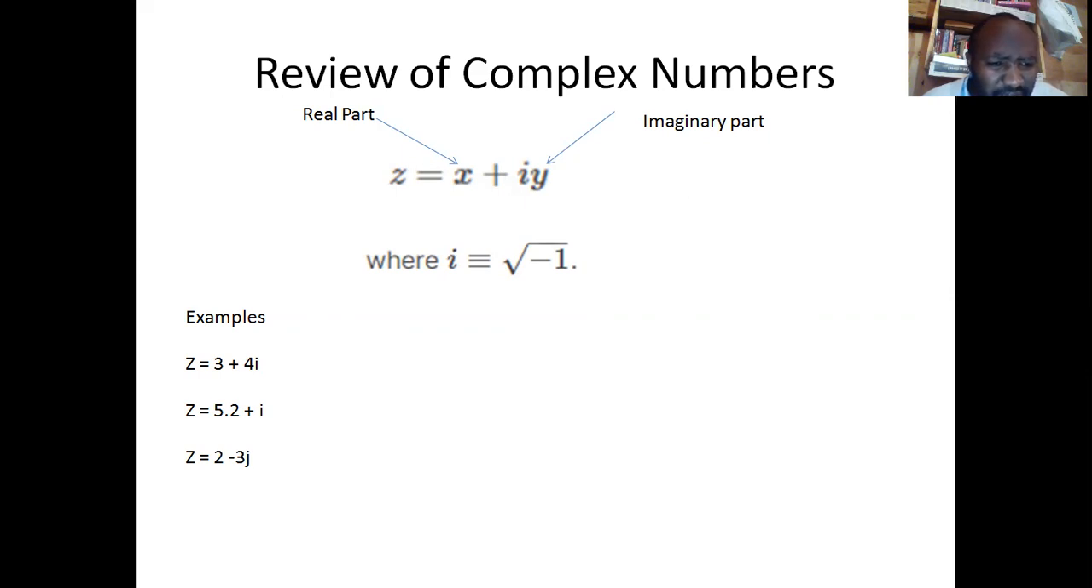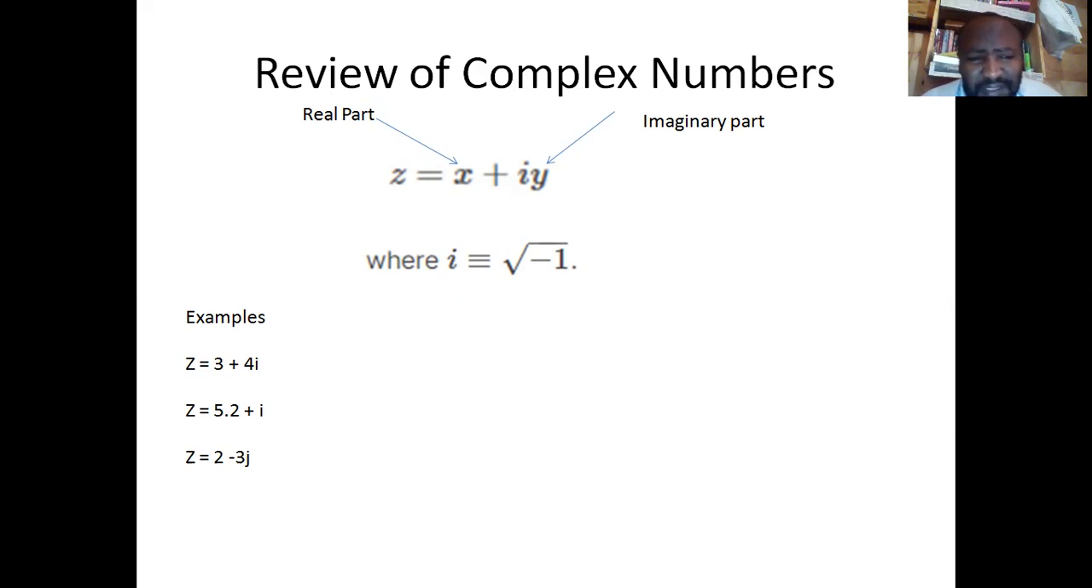We got another complex number, z equals 2 minus 3j. The real part is 2, the imaginary part is minus 3. So that's one way of presenting complex numbers.